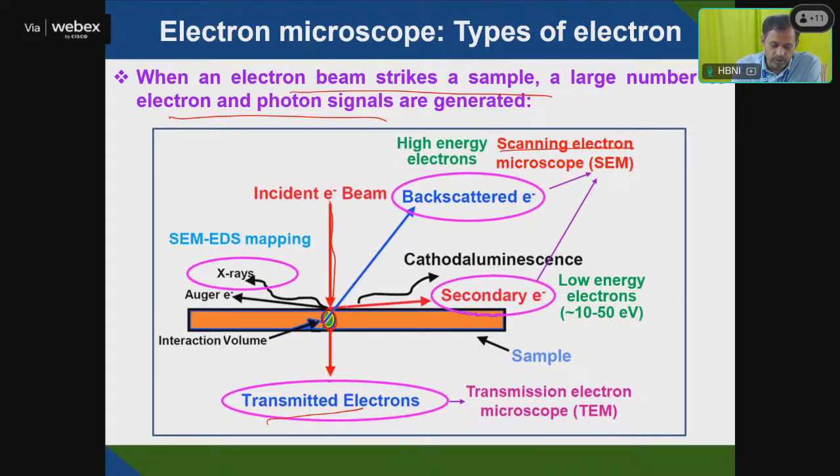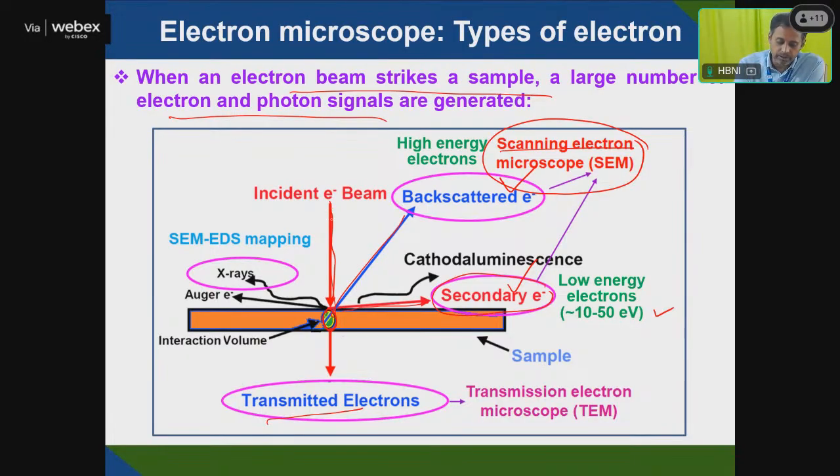From the interaction volume on the top surface, we have secondary electrons, which come out through a photoelectric effect. The energy is between 10 to 15 electron volt. And you have backscattered electrons, which are the same electrons coming back after interacting with the sample. Both secondary electrons and backscattered electrons are used in the principle of the scanning electron microscope.